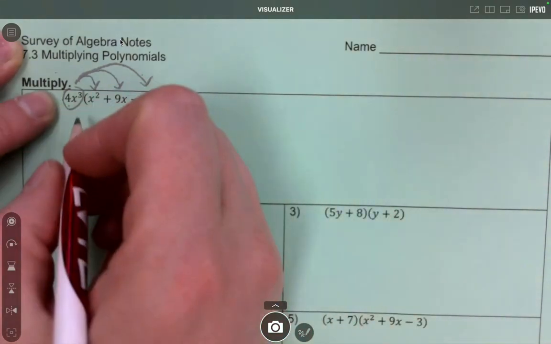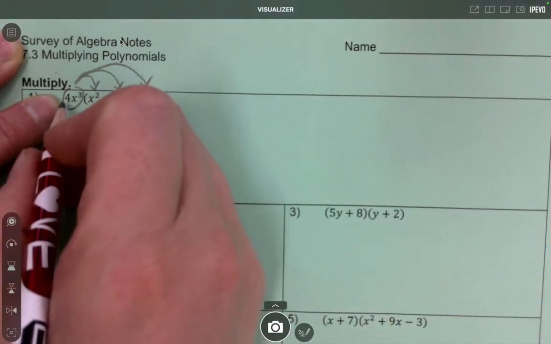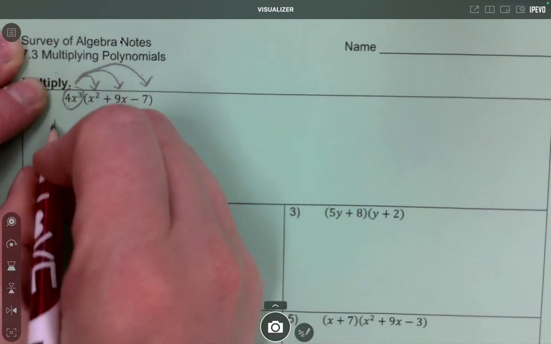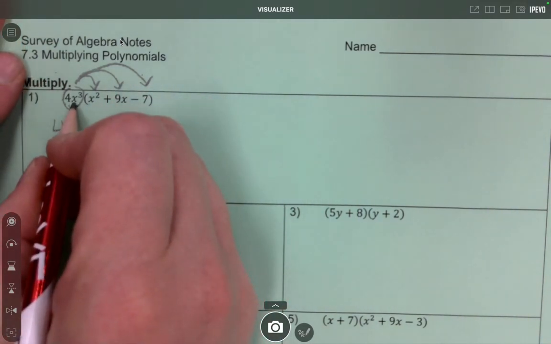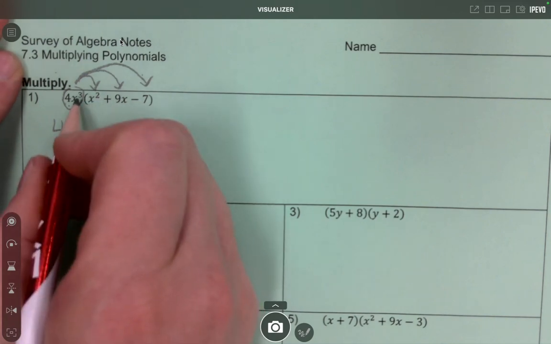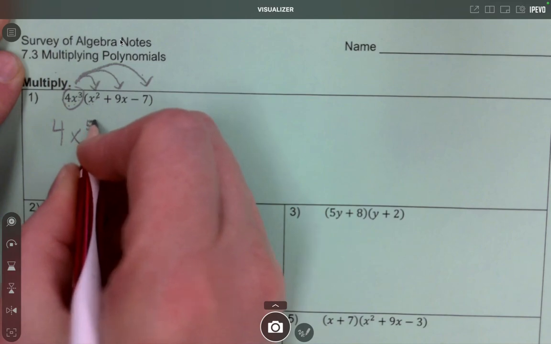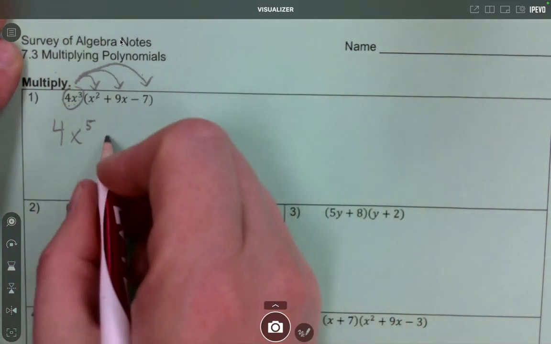So basically what I'm looking at is I have to think in my head, well, I have a 4 times, there's no number over here, so it's times a 1. That's going to be 4. And then I have x cubed times x squared. So if I do cubed times squared, I know that that's going to be x to the 5th power. Then I have a plus sign.